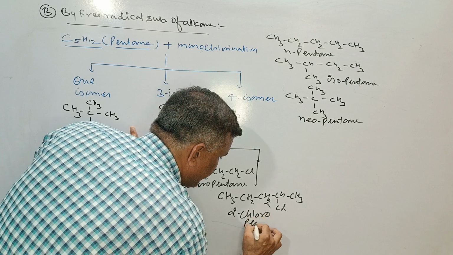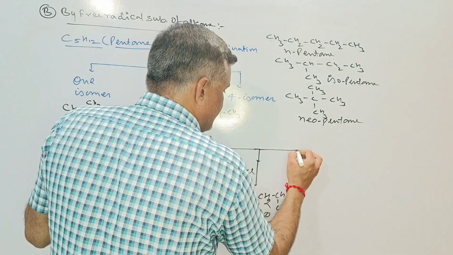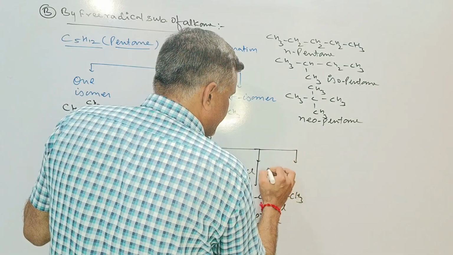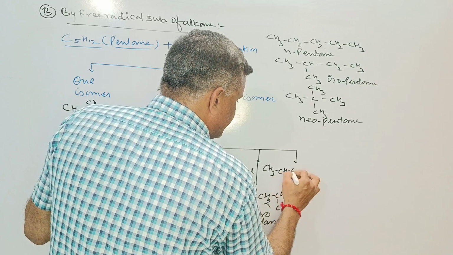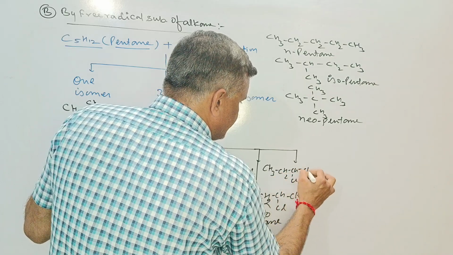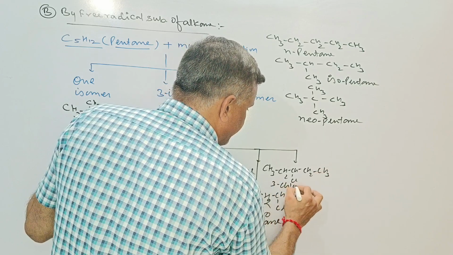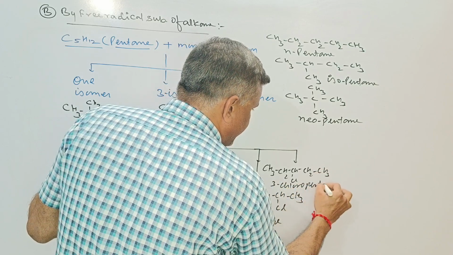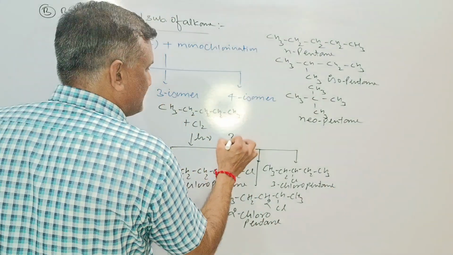2-chloropentane. Now I would like to go with the third isomer. Then we can take over here. This is the CH3CH2CHCl, CH2 and CH3. This is the 3-chloropentane. So this here is the formation of three isomers.